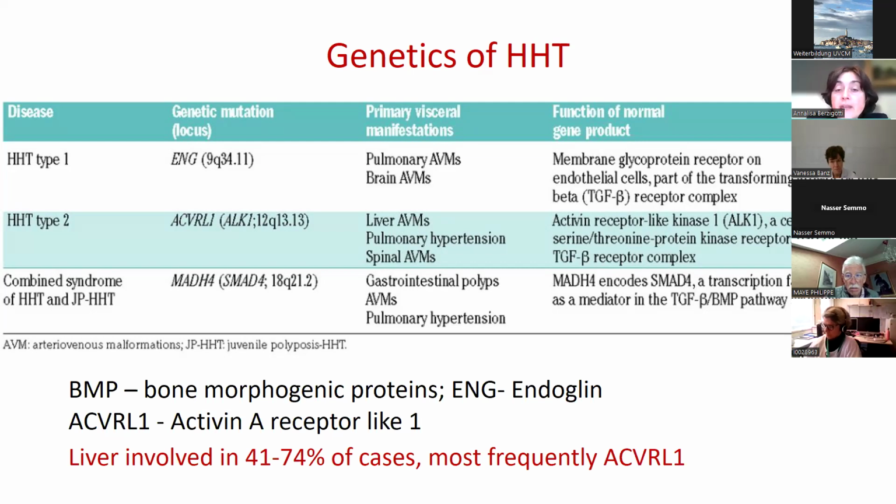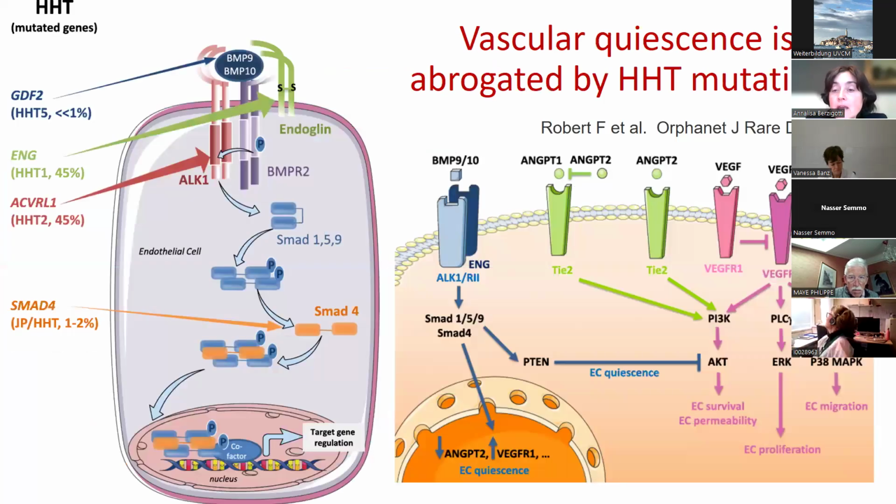Liver is not involved in every patient, it's involved in a bit more than the half of the patients, and the majority of cases belong to HHT type 2, which is activin A receptor like 1 mutations. I will, of course, not go into the details, but there are very nice reviews if you are interested that look into the biology of the disease.